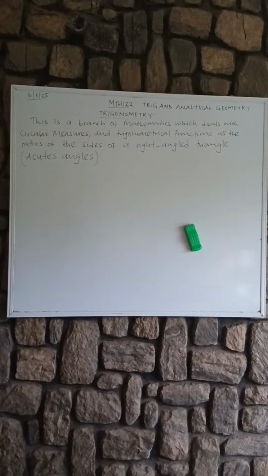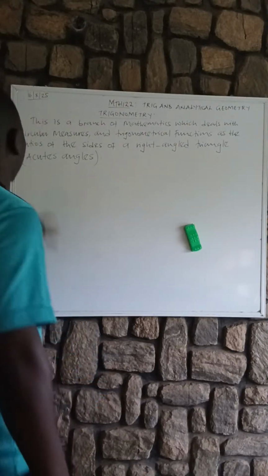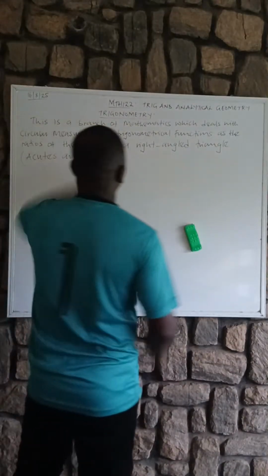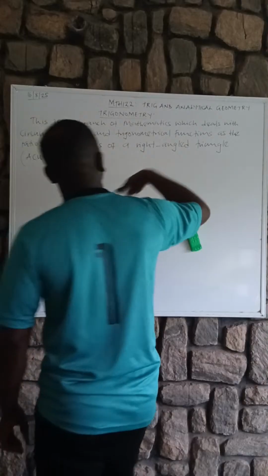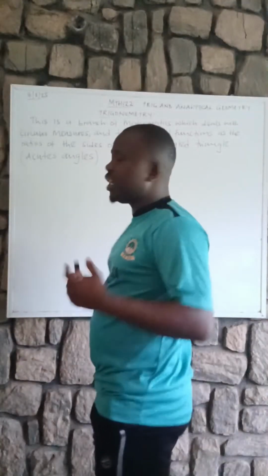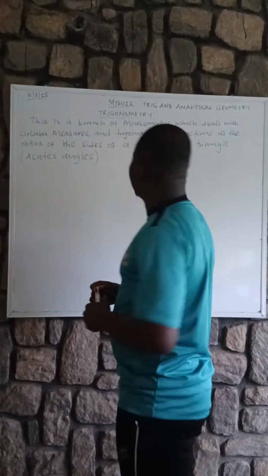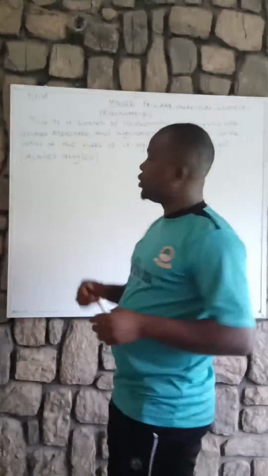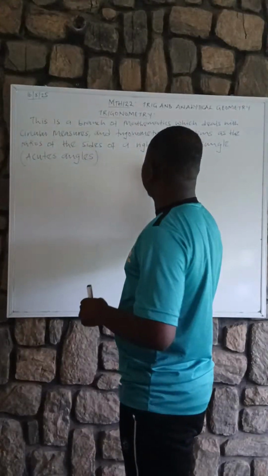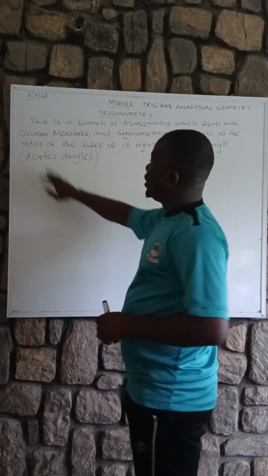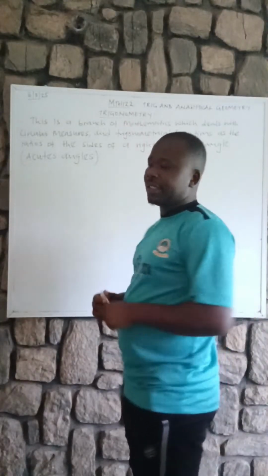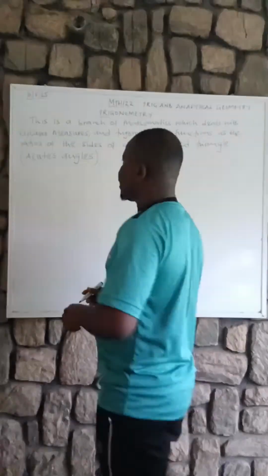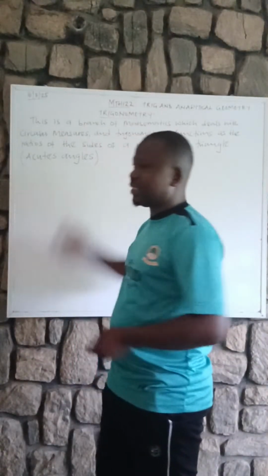Okay, so this is the definition. Let me take it once again. This is a branch of mathematics which deals with circular measures and trigonometrical functions as the ratios of the sides of a right angle triangle. Acute angles, all in brackets, acute angles. So now, let's begin to explain all this mathematically.